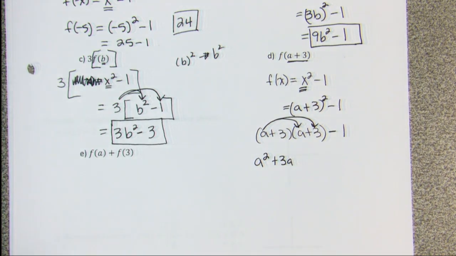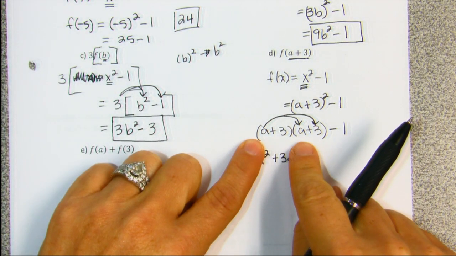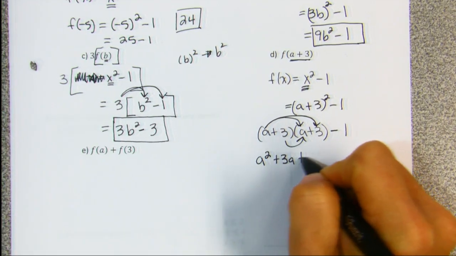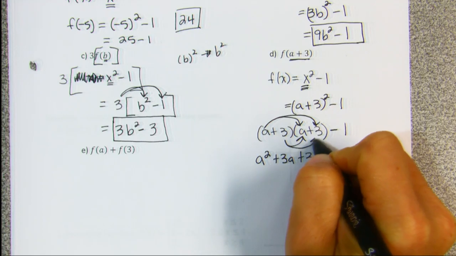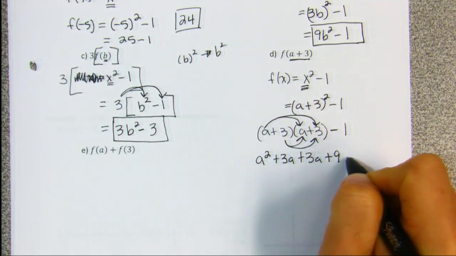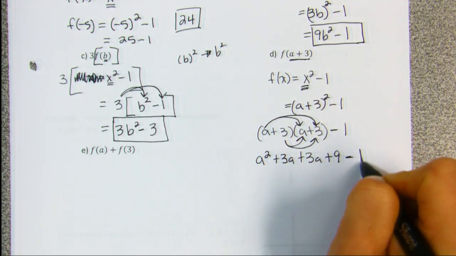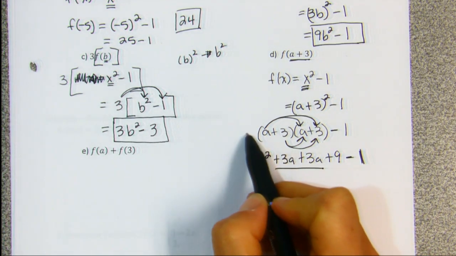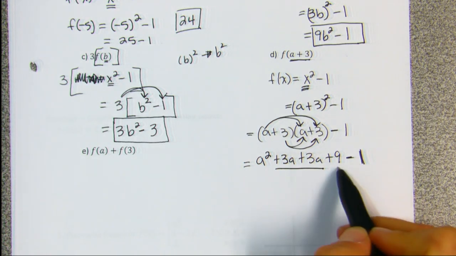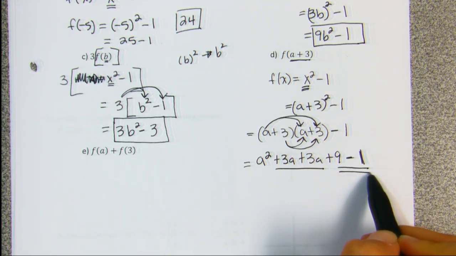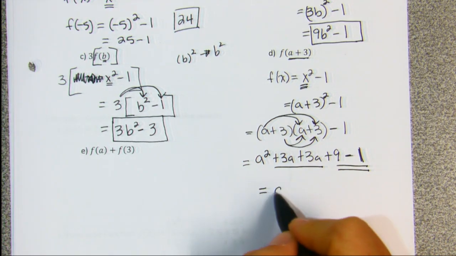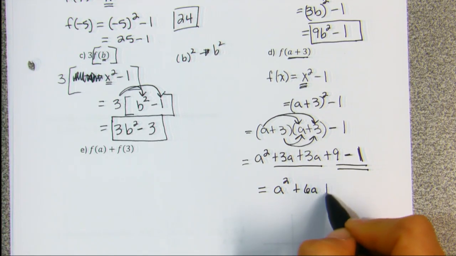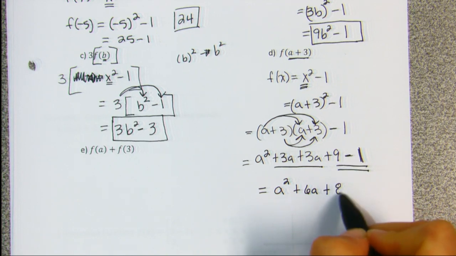Do you remember that? First times first, outer. And then your inner, 3 times a is a positive 3a, and 3 times 3 is 9. And then I'll go ahead and bring down minus 1. So you have like terms here that can combine, and like terms on the end that can combine. So you would answer this one, a squared plus 6a, 9 minus 1 is 8.